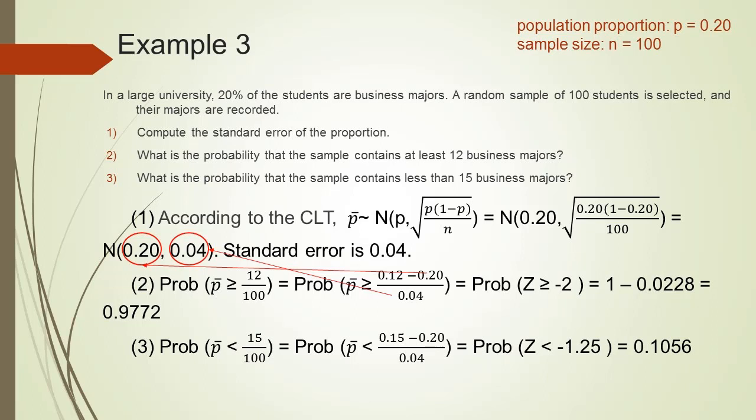The key to solving probabilities involving sampling distributions of sample statistics is to make sure that we use the standard errors of the sample statistics.